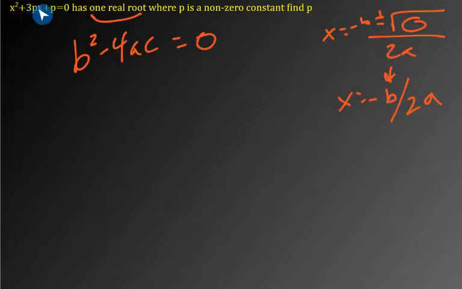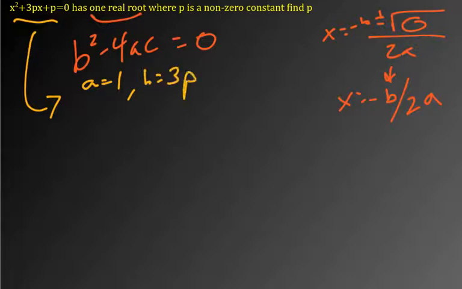Basically, we have this quadratic, and we should just identify what A, B, and C are. From here, if I bring this down, we can see that A is 1, right? B is 3 times whatever P is, and C is just P, right? The B is always just the thing in front of X, A is the thing in front of X squared, and C is always the number at the end. And since P is a non-zero constant, that's just the C value.